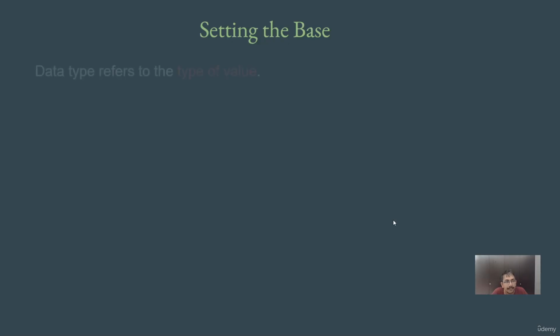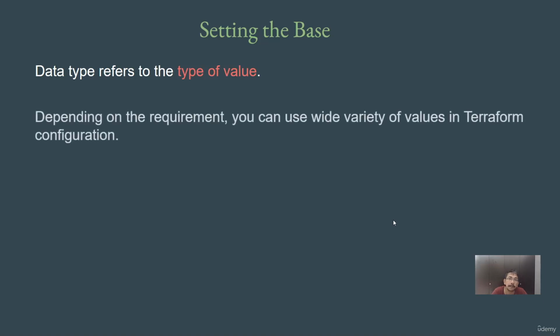Now at a high level overview, data type refers to the type of value that you add as part of your configuration file. For example, let's say that you are trying to create an EC2 instance. In an EC2 instance, you add a wide variety of values like the instance type or AMI ID and so on. Those values that you add associated with a specific argument are associated with a specific data type that Terraform supports. Depending upon the resource that you use and the argument that you use, the data type that is supported will also differ here.